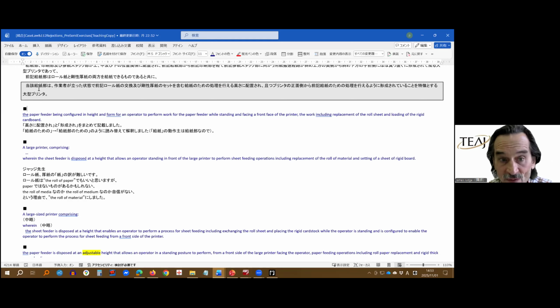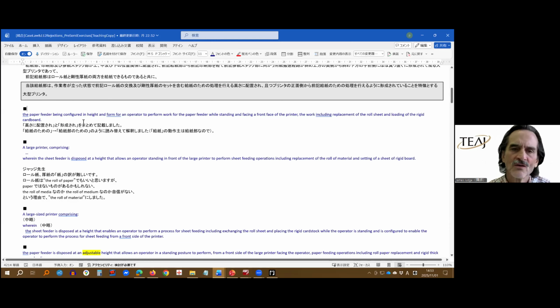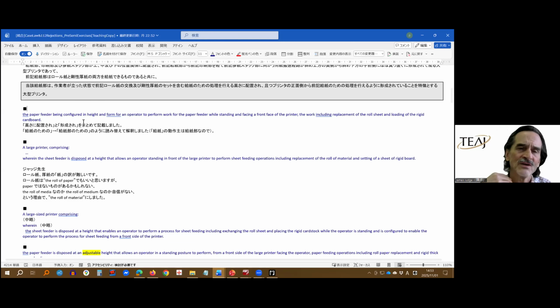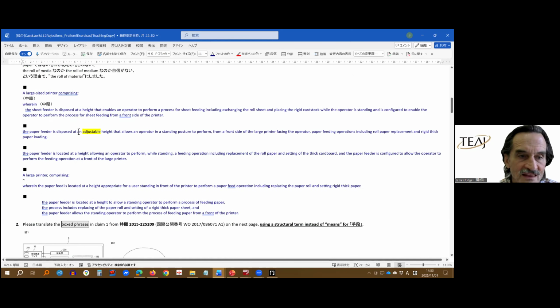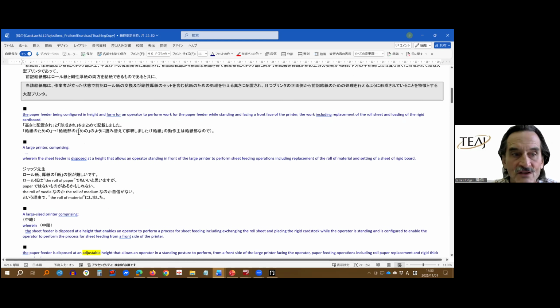It can be a big problem, and it was a 10-year, well, let's say 8 years worth of prosecution time in this case. And it went on over and over again. And the examiner kept saying, it's relative, we don't know how tall the user is, the user's not part of the claim, etc. But in terms of translation, I think these translations are all quite good.